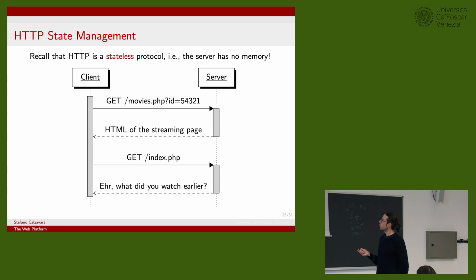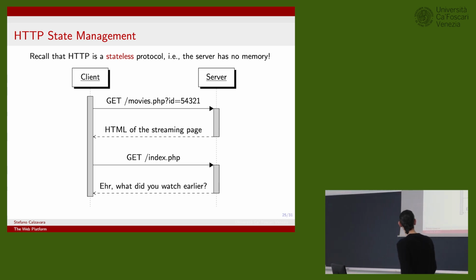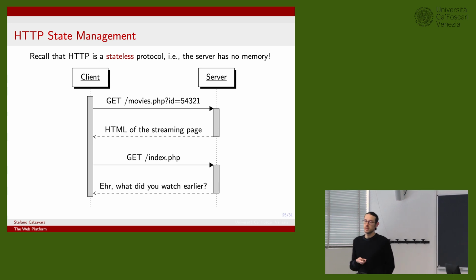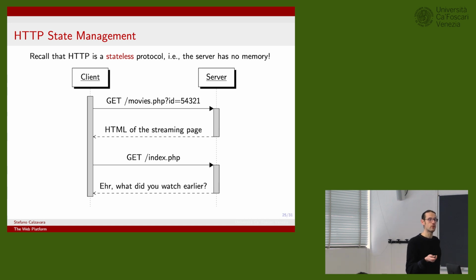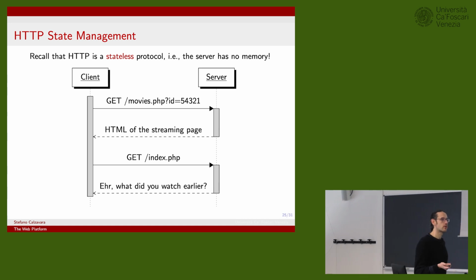In this scenario, we can see the client requesting a movie with the following ID, and the server has enough information to reply and provide the HTML of the streaming page. However, when the client later navigates back to the catalog, if the server has no memory, it has no track that the user previously asked for the movie with ID 54321. So in this case, the server will be unable to implement the recommender system. So how can we deal with that? Because as a matter of fact, we want to build a stateful application.